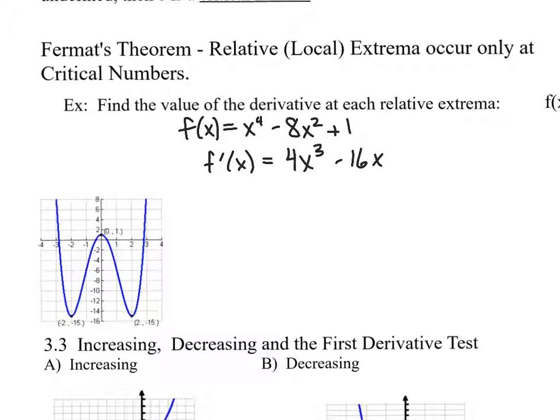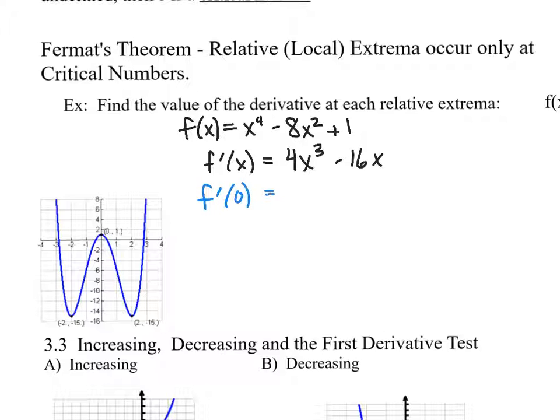Now, when we take a look at our graph here, we see that we've got a critical number, or I'm sorry, it's actually a relative maximum at 0, 1. We've got a relative minimum at the point 2, negative 15, and another relative minimum at this point right here, negative 2, negative 15. So our goal is to evaluate what the derivative is equal to at each of those points. So let's start with f prime of 0.